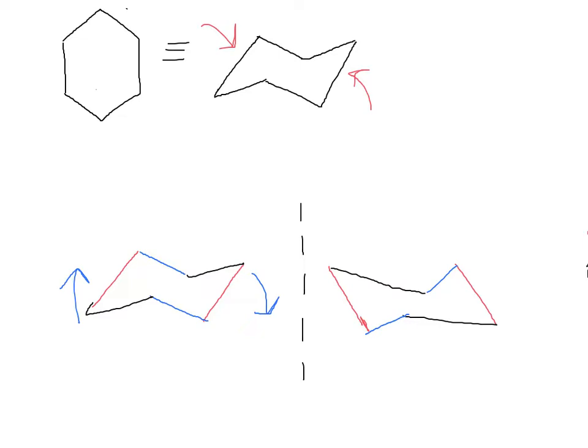So for example, if we were to place a substituent in the axial position on this first chair species, so let's make this 1-chlorocyclohexane. When we flip this species, this chloride is now going to be in the equatorial position. I'll draw in the hydrogen there for a little bit of context.